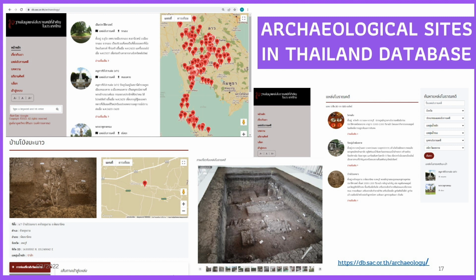Most were obtained from the studies of archaeologists from the Fine Arts Department and archaeological scholars, as well as further surveys of the SAC. Its purpose is to present necessary basic information of archaeological sites.